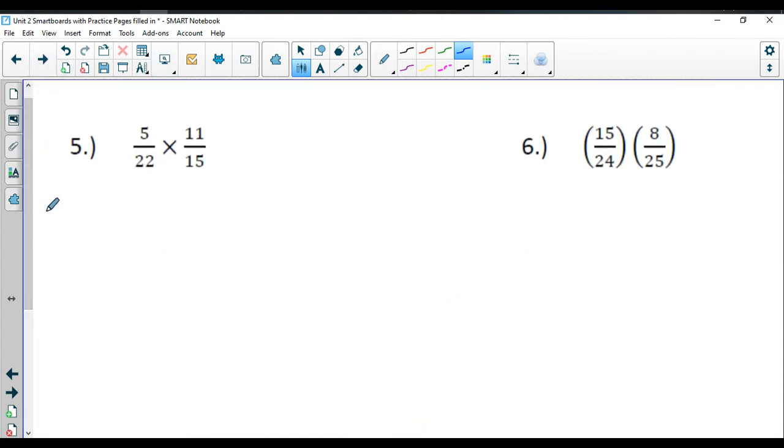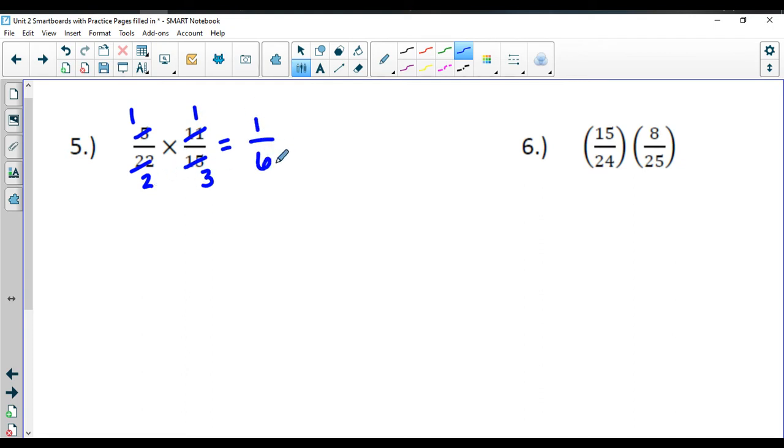Question number 5. Here we finally have one where we can actually do some reducing. You can check up and down. I always personally check the diagonals first. I don't know why. 5 and 15 have a common factor of 5. So if I divide 5 by 5, I get 1. If I divide 15 by 5, I get 3. On the other diagonal, they have a common factor of 11. Divide by 11, I get 1. Divide by 11, I get 2. Multiply straight across. 1 times 1 is 1. 2 times 3 is 6.